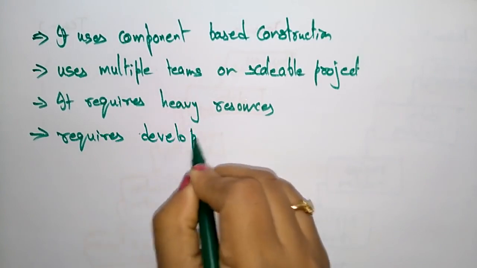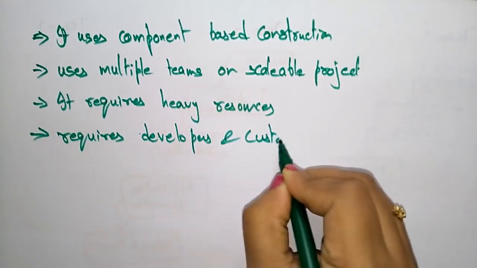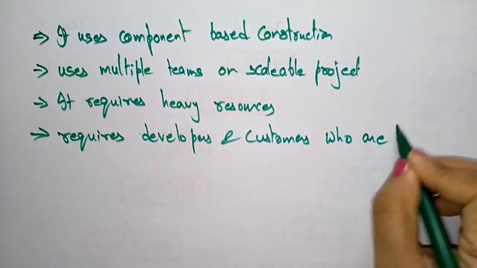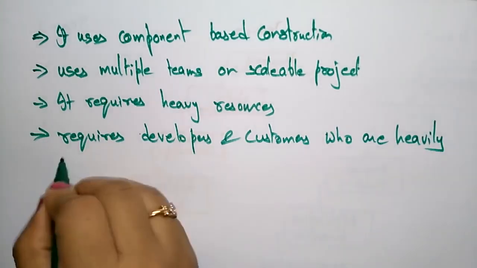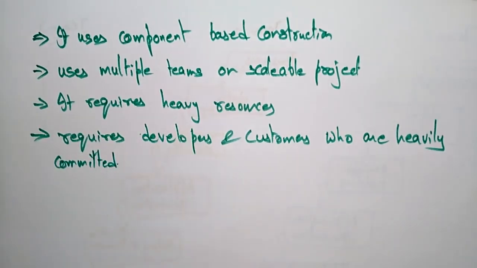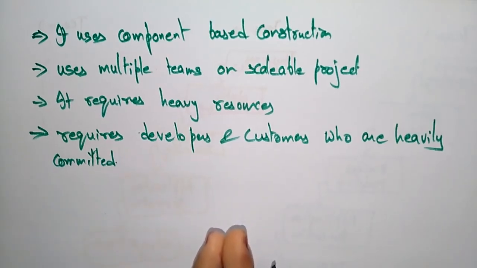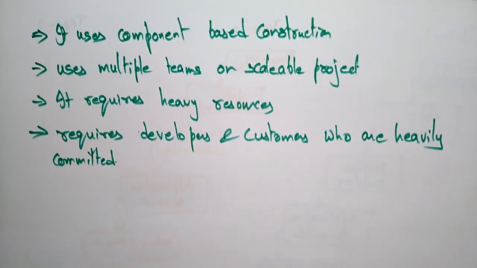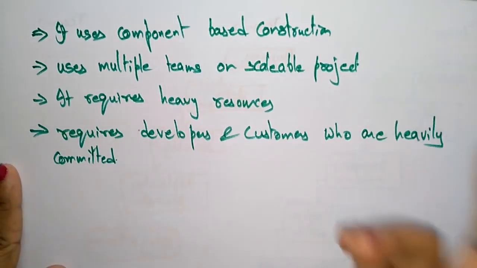It requires developers and customers who are heavily committed. What does it mean? It means you have a commitment between the customer and the developer. Suppose this developer is doing this project by using the RAD model, then they have to be committed to that project only, so that he can work fully on that project and try to complete it within those days. So those persons have to be dedicated to that project only.